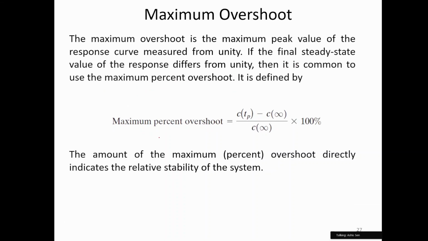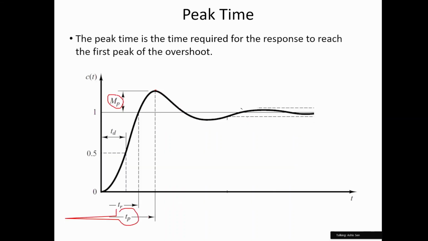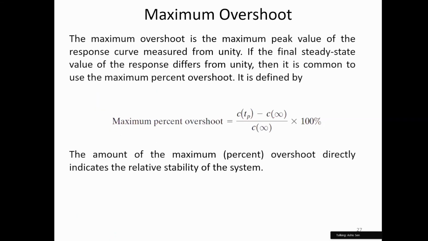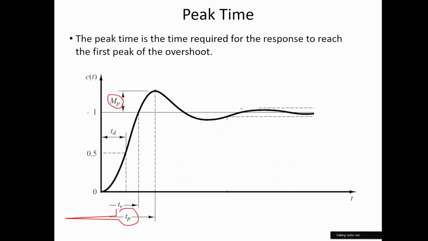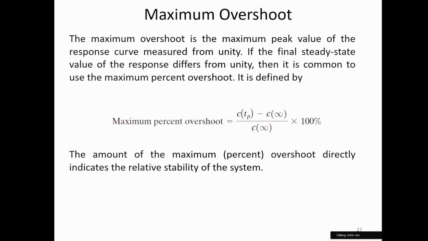So we say that maximum percentage overshoot is the value of the output at the peak time. That means when T equal to T peak, what is the value of the output, minus the value of the output when T tends to infinity, that is the steady state value, divided by the steady state value, times 100. So this is how you define the maximum overshoot when the input is not unity.